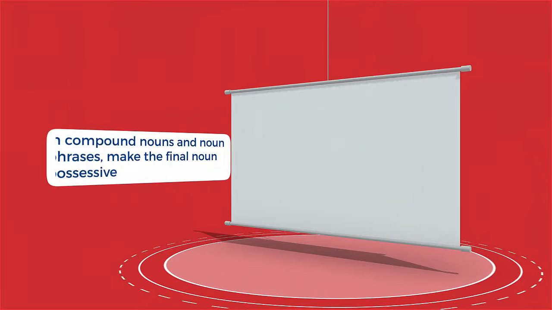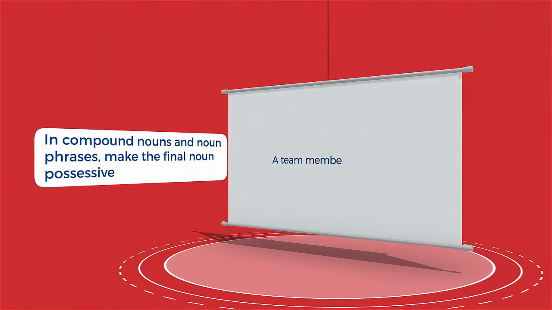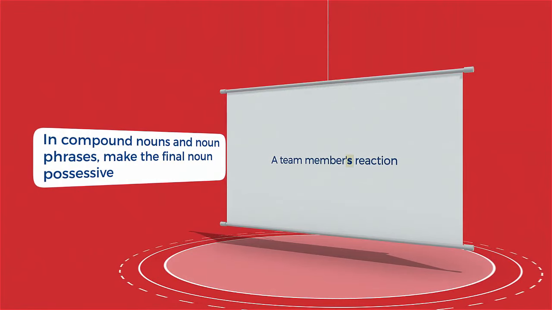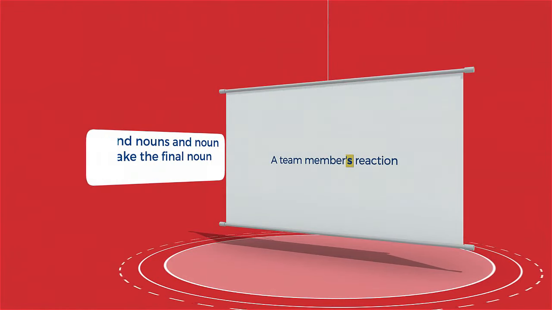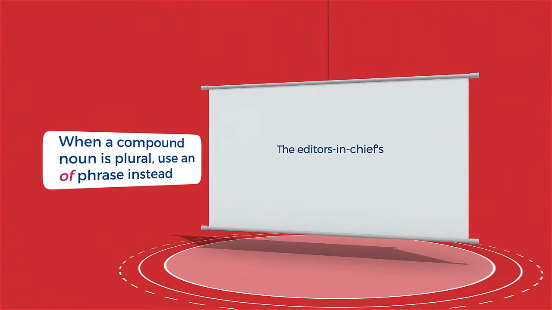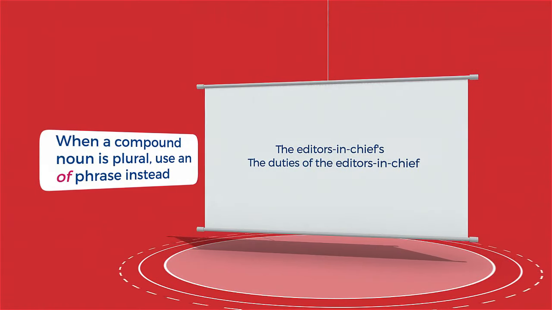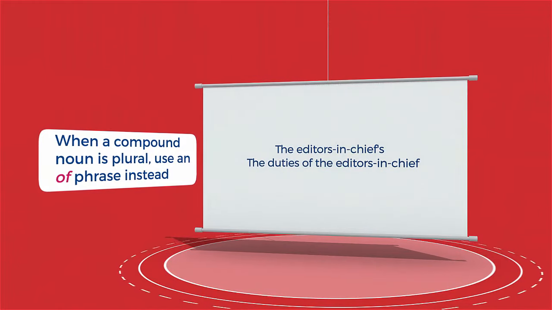Finally, in compound nouns and noun phrases, you make the final noun possessive. So you'd write a team member's reaction with an apostrophe s on member. But when a compound noun is plural, it's often best to use an of phrase instead to avoid confusion. So instead of writing the editors-in-chief's duties, you'd write the duties of the editors-in-chief.